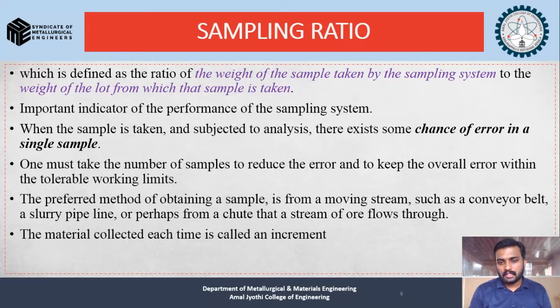The preferred method for obtaining a sample is from a moving stream, such as a conveyor belt, slurry pipes, or perhaps from the chute that a stream of ore is flowing through. Normally the sampling process can be done intermittently, so the material collected each time is called an increment. So in the intermittent method we can adapt, for example, if the ore is moving on a conveyor belt, you can sample from that itself, or you can do the sampling before that, from the extraction process itself, from the rock itself. So intermittent sampling you can do. That is the sampling, and that is the definition of sampling ratio.